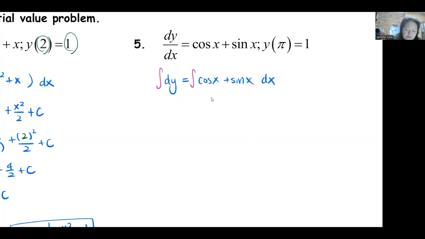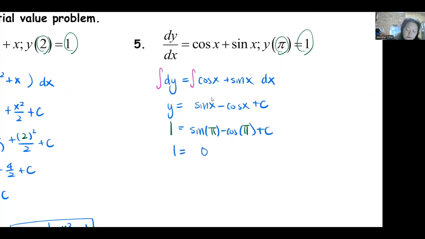So you get y equals the integral of cosine and sine, so sine x minus cosine x plus c. Put in your initial values here. So 1, and then your pi, so where x's go. So you get 1 equals sine of pi minus cosine of pi plus c.